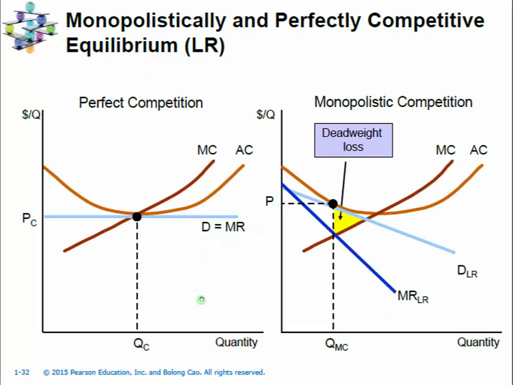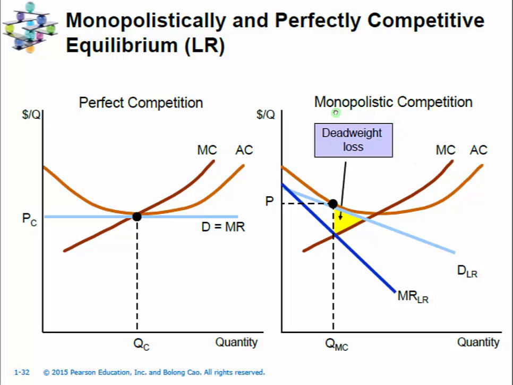In this figure, we can compare the market outcome between perfect competition and monopolistic competition. In perfect competition, the market is producing at the minimum of the average cost curve, and at the competitive quantity, the market price equals the marginal cost. And because the demand curve faced by a single firm is horizontal, this demand curve is also the marginal revenue curve for the firm. So the firm is maximizing its profit and earning no economic profit in the long run in this perfectly competitive market.